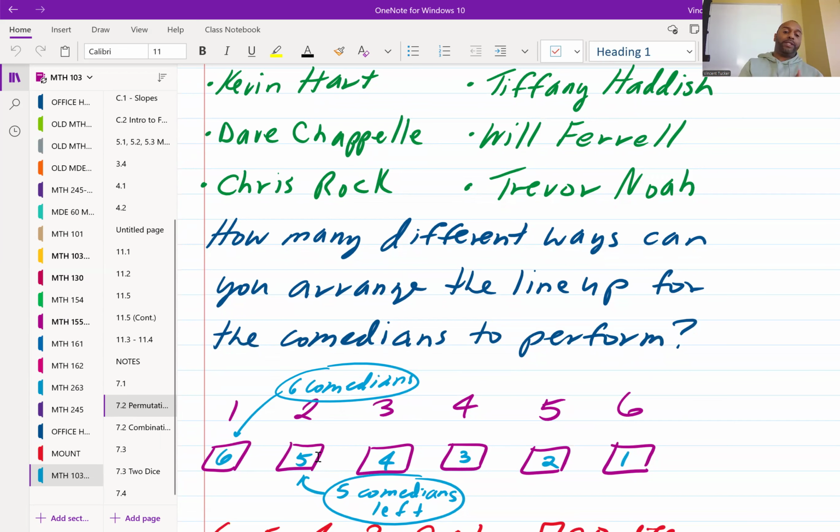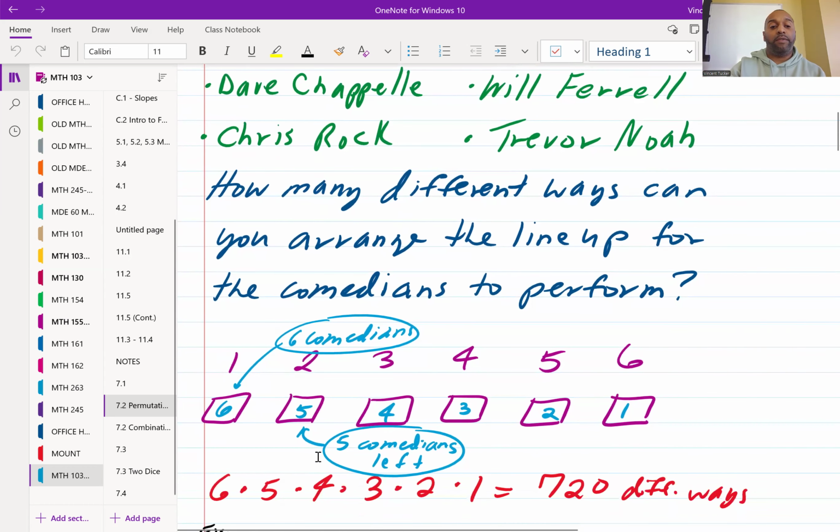So when I put 6 comedians in that first box, I'm going to choose one of those comedians. And then when I get to the second box, I have 5 comedians left. Then when I get to the third box, 4 comedians, 3, 2, and 1. All right, so that's how that works for us. And that ensures that if someone went first, they're not an option to go second, third, fourth, fifth, or sixth.